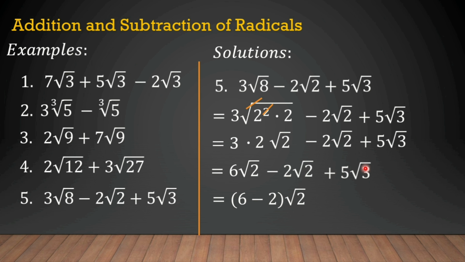Then ito, dahil iba yung kanyang radical, i-bring down lang natin siya. 5 the square root of 3. So, 6 minus 2 is equal to 4, then copy the square root of 2. So, since ito ay iba, bring down lang natin ulit siya. Since silang dalawa ay magkaibang radical, hindi natin sila pwedeng pagsamahin. Kaya, ang final answer natin sa number 5 ay 4 the square root of 2 plus 5 the square root of 3.